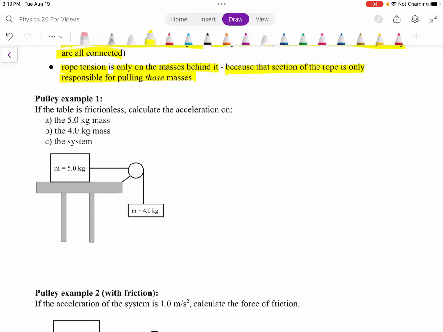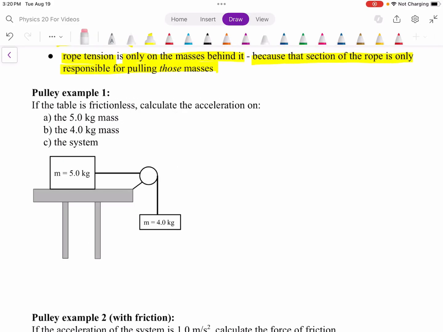Okay, so again, we're going to think big picture. We don't want to get too obsessed with horizontal, vertical, 5 kilogram mass, 4 kilogram mass. We're going to look at this as one big object being tugged in one direction by some forces and maybe another direction by other forces. So if the table is frictionless, we want to calculate the acceleration on the 5 kilogram mass, the 4 kilogram mass, and the system itself.